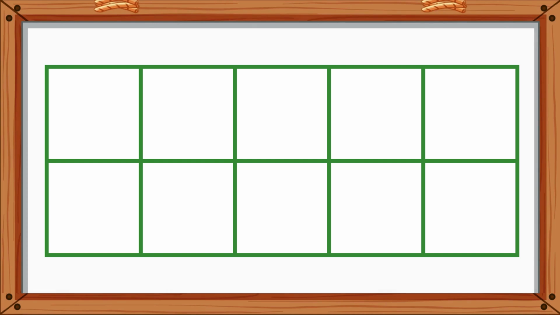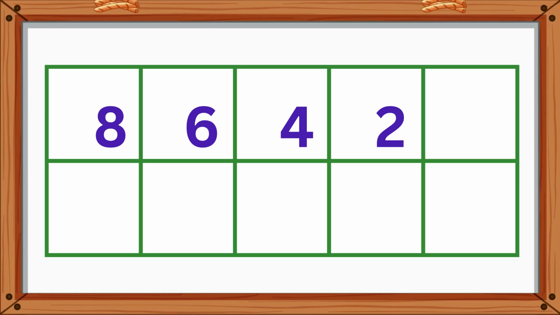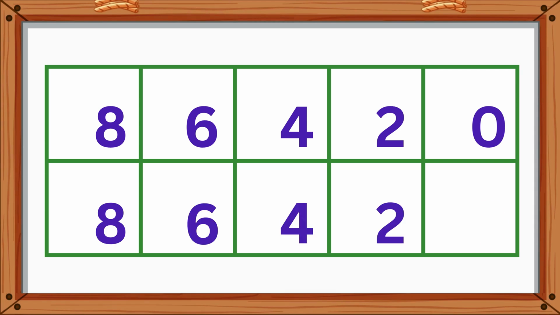Let's start by filling in the ones' digits. In the top row of the grid, start at the first box and write the numbers 8, 6, 4, 2, and 0 going across. Did you notice? This pattern is the same as our backward counting by 2s that we practiced. Next, do the same thing in the second row. Write 8, 6, 4, 2, and 0 again.